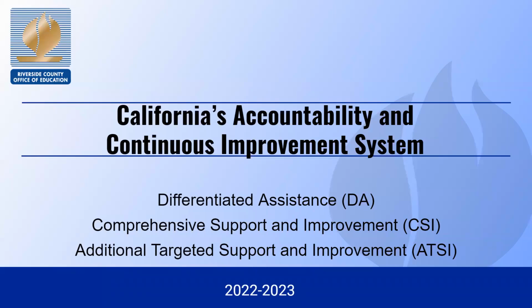This video provides a brief overview of California's Accountability and Continuous Improvement System. This is intended to provide a high-level summary of state and federal requirements, along with the role of the County Office of Education in supporting districts and schools.